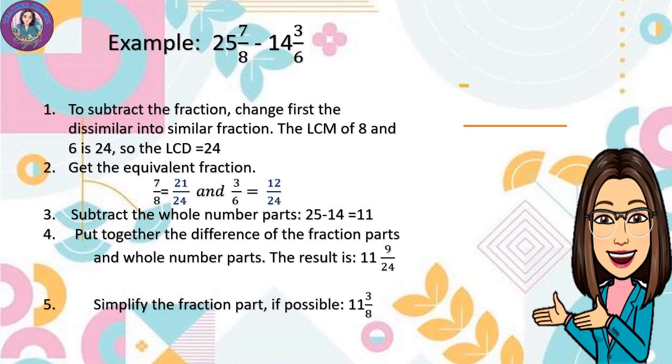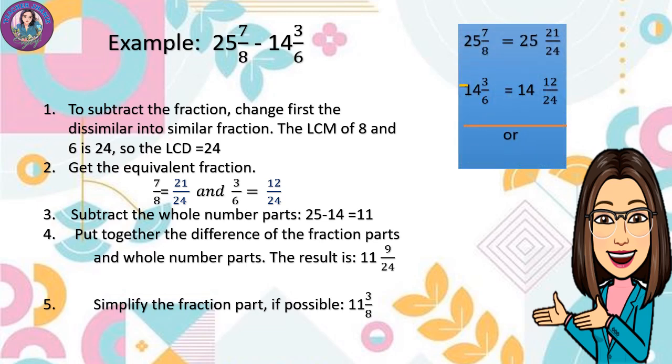Step 5. Simplify the fraction part if possible. Now, since the fraction part, 9/24, is not yet in the simplest form, we need to simplify it by finding the GCF, or the greatest common factor. So 9 divided by 3 equals 3, and 24 divided by 3 equals 8, because the GCF is 3. Now the answer is 11 and 3/8.